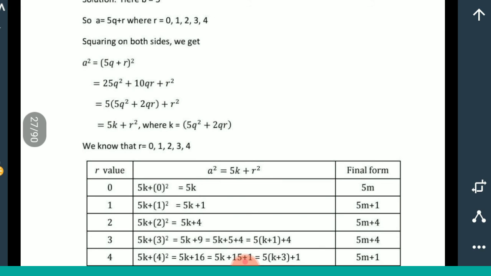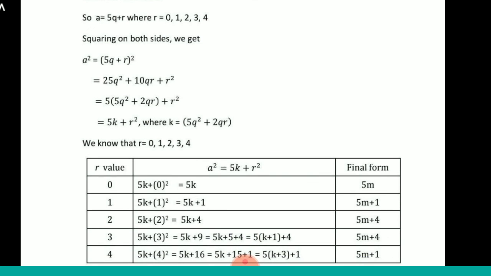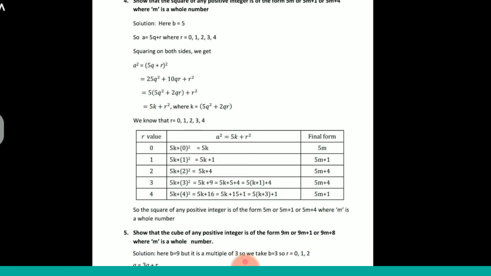Okay. So now the last one, 5k plus 4 square. Here 5k plus 16. 16 can be written as 15 plus 1. So take 5 from both of them, 5 times of k plus 3 plus 1. Here also you can consider k plus 3 as m. So 5 into something, m is some value, so 5m plus 1. Like this we can easily understand this important sum. Do it 2 to 3 times. Why? Because to get the clear concept, you may get 4 marks in the annual examination. So be perfect. Practice well.